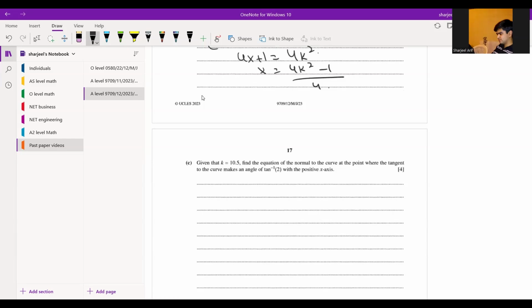Now for part C, we have the value of k as 10.5, and there is an angle given. Theta is given as tan inverse of 2, so we can say that tan theta is 2, and tan theta is equal to rise over run. So we can say this is equal to the gradient. So the gradient is 2, which is equal to dy/dx as well.